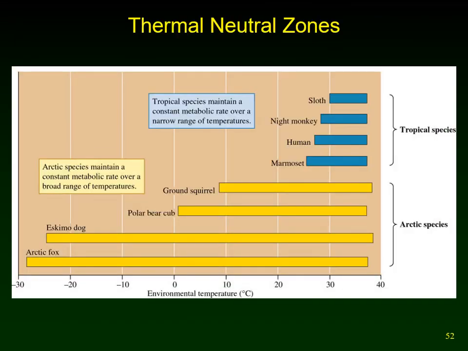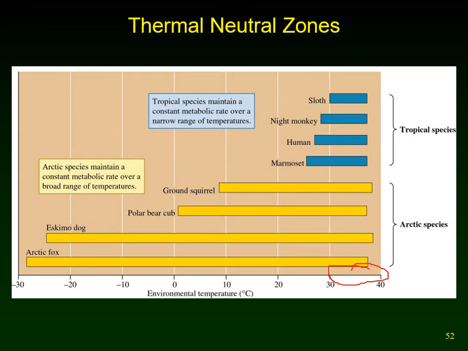I find this a fascinating graph. What we have across the x-axis are the environmental temperatures of different mammals. And most mammals have a normal body temperature around 35 to 40 degrees Celsius. And that falls within the range of the thermal neutral zone for the mammals. They all go into this range where we have our normal body temperatures.